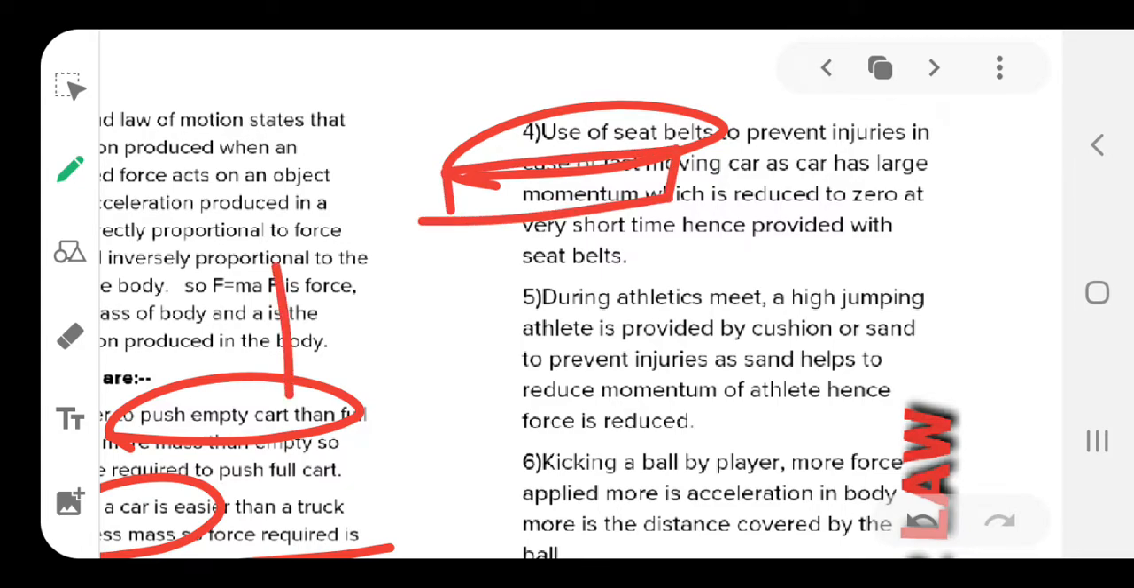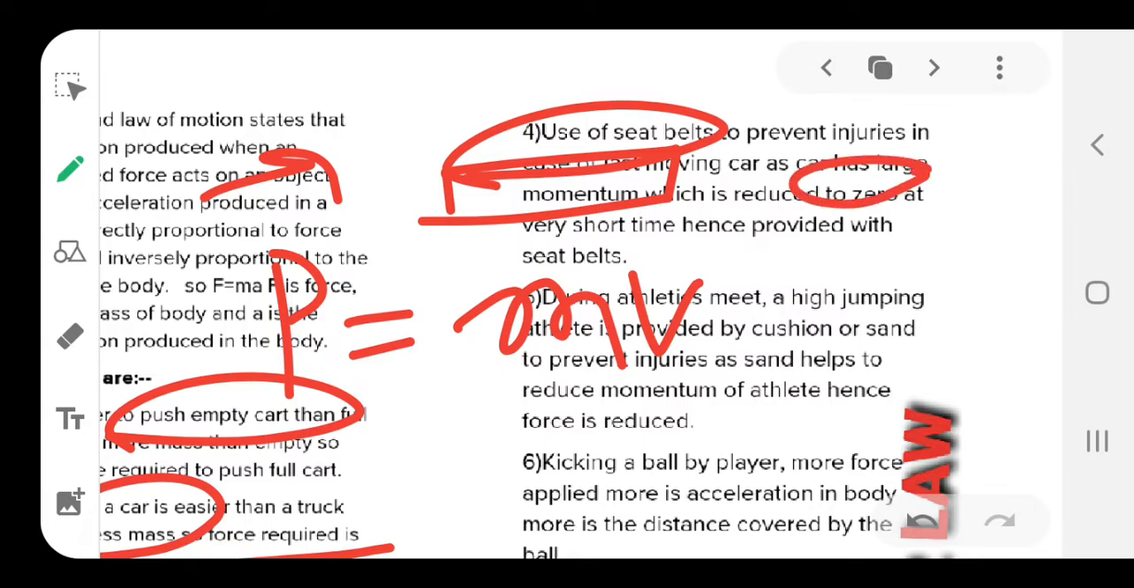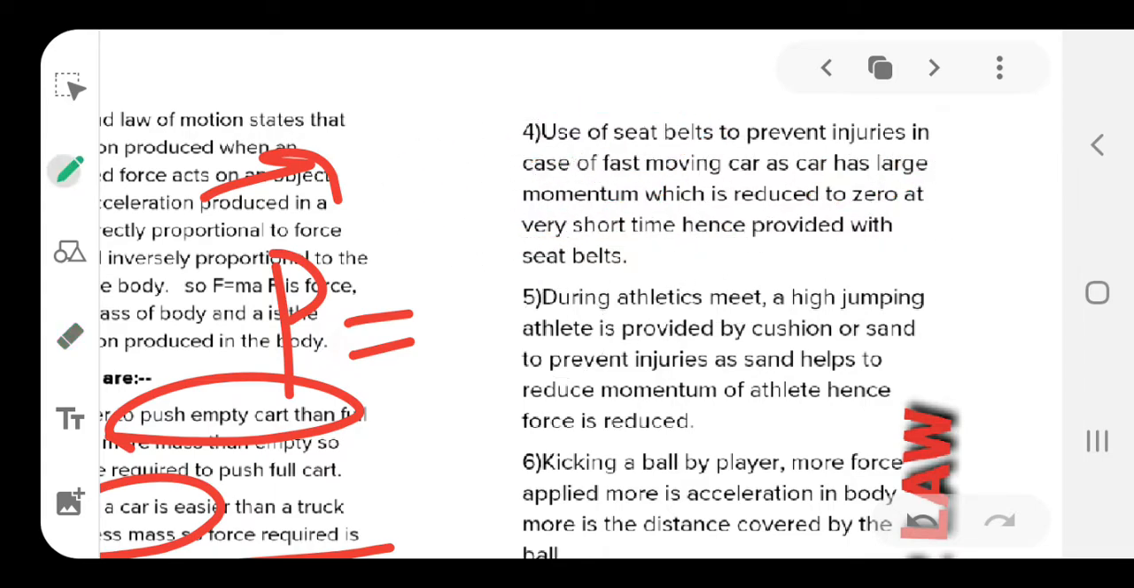Similarly, we use a seat belt to prevent injury, because when the car is moving it has a large momentum. I have told you, momentum is mass times velocity. So the car has maximum momentum at that time, and if something uncalled for happens, it is suddenly reduced to zero momentum in a very short time. As a result, the person sitting in the vehicle might get injured by banging the head on the window pane or dashboard. That's why he or she has to wear the seat belt. That is the importance of the seat belt.